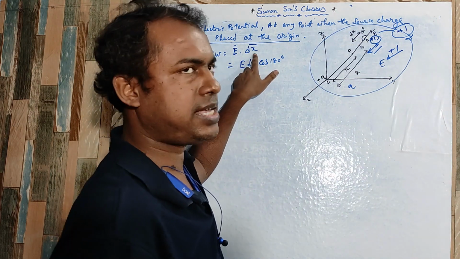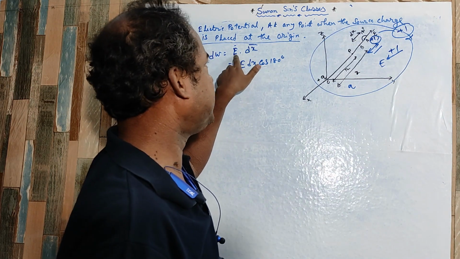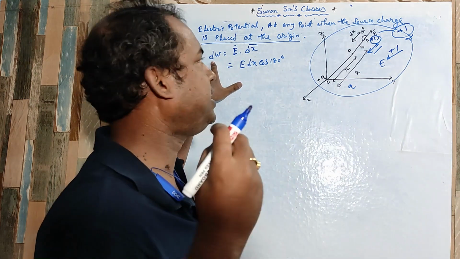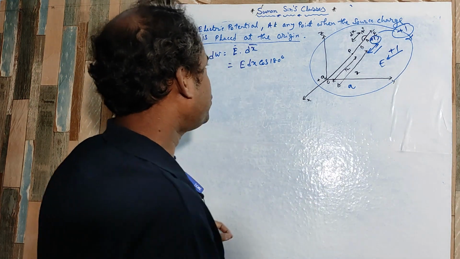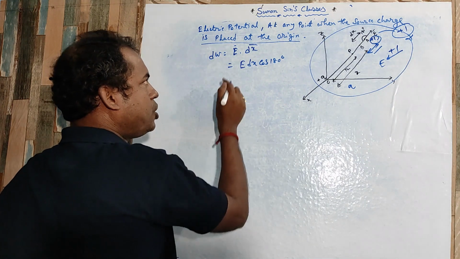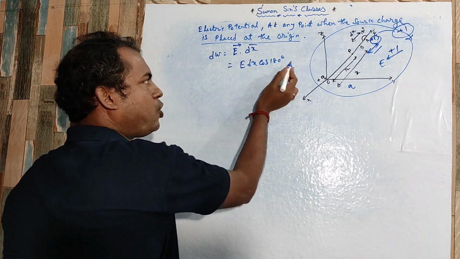And displacement in this case, that is the dx. So E dot dx represents the total work done, that is the dW. So what is the value in this case? Dot product. So dot product means E dx cos 180 degrees.